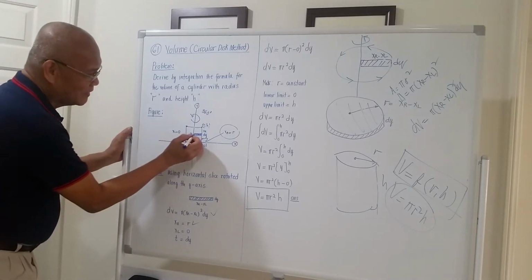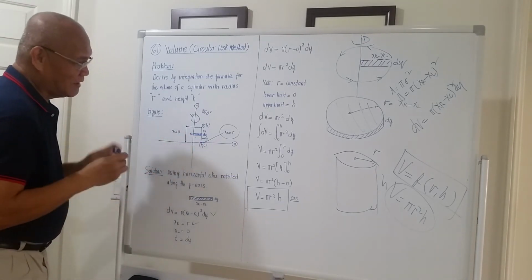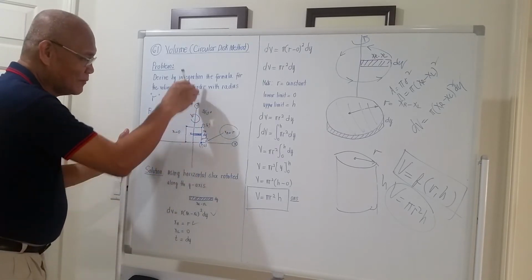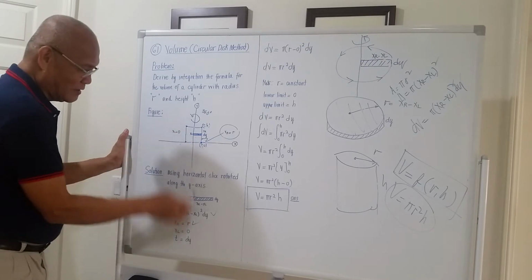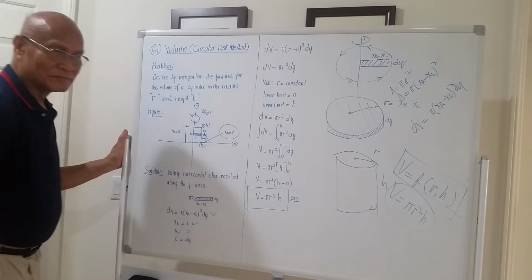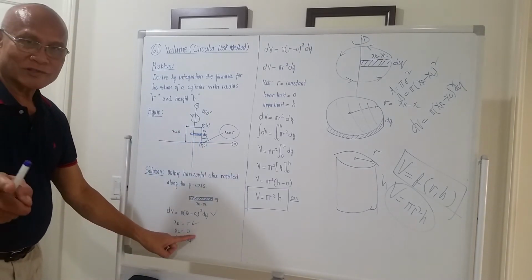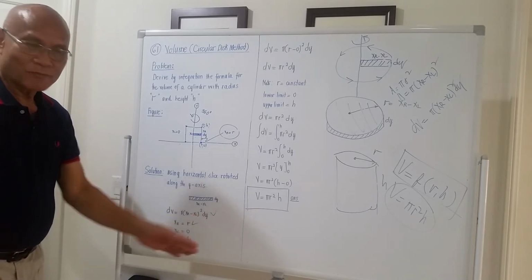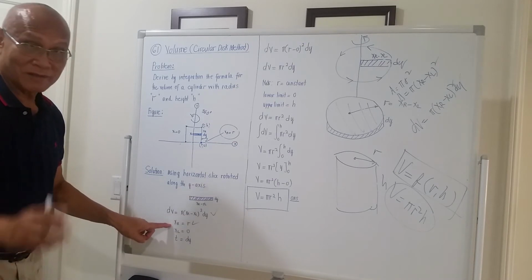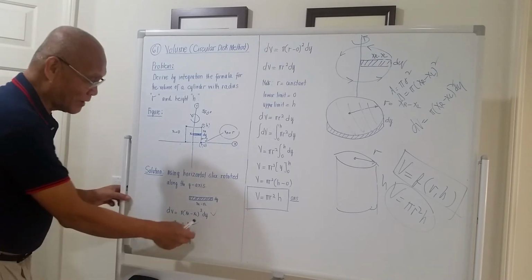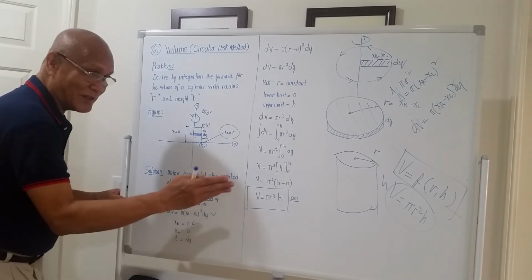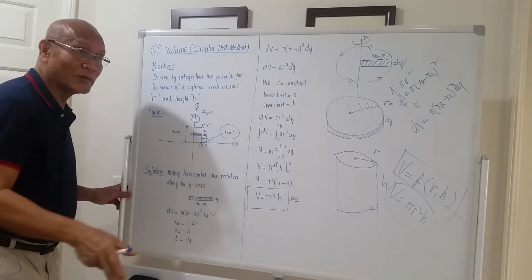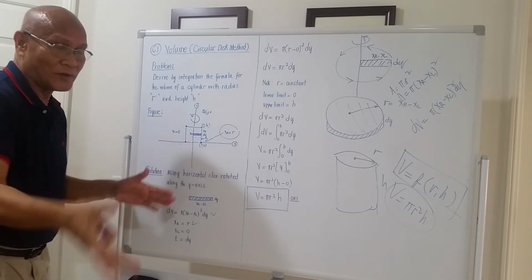And how about XL? The one on the left. Luckily, XL actually coincides with the y-axis. And the equation of XL is equal to zero. XL is zero. So actually the only problem for a cylinder is XR. But luckily XR is equal to the radius. Okay, it's not a complicated one. It's not a curve. It's a straight line.